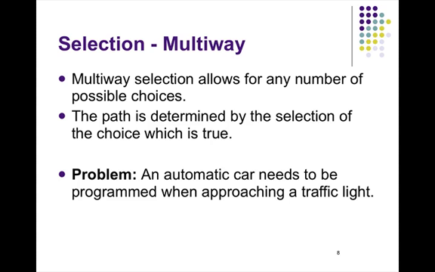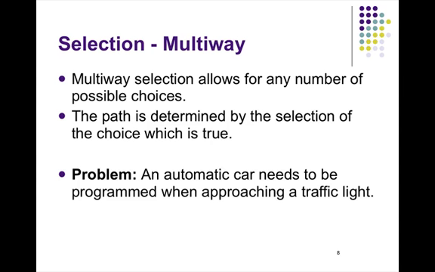Okay, we're going to look at the second type of selection structure known as multi-way selection. This is different to binary, where you only have one of two possible paths that the algorithm can follow. In multi-way you can have as many as the programmer or the analyst desires. So it allows for any number of possible paths, and the path that the algorithm will take depends on whether the selection is true. So if the condition is met, that path will be taken, and obviously there has to be some form of input to base that selection upon.